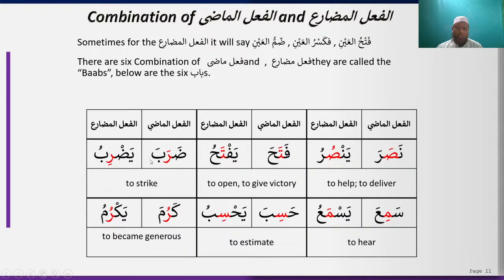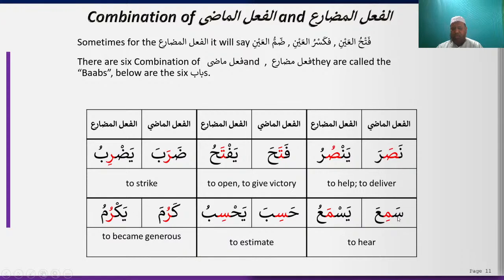Number 3, ضرب يضرب. Look at over here. الماضي has a فتحة ضرب. In فعل مضارع the عين الكلمة has a كسرة. It is another combination. ضرب يضرب.